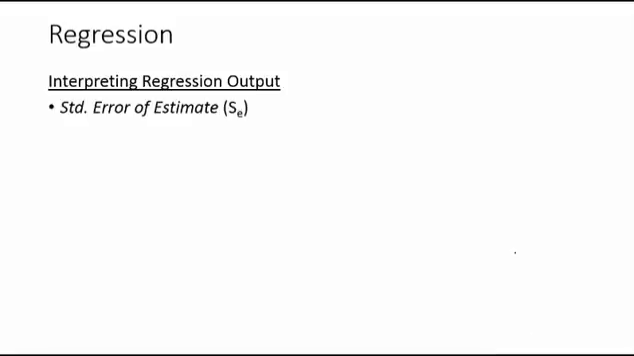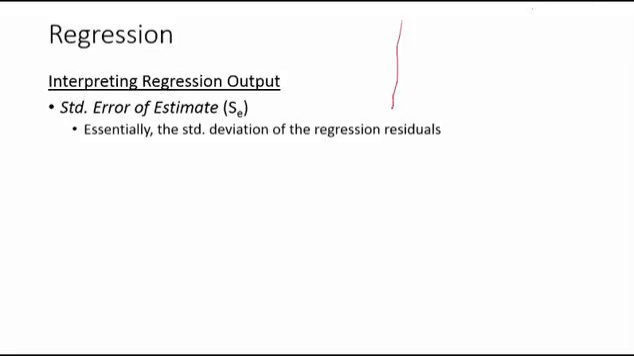Okay, so first off, there's the standard error of the estimate, which is indicated by S sub E. And basically it's just the standard deviation of the regression residuals. And remember what the residuals are. If that's our regression line, and here's the actual data, the residuals are these vertical distances between the y value and the regression line. So we've got a set of residuals, and they've got a distribution, and we can calculate the standard deviation of them. And that's what we call the standard error of the estimate.